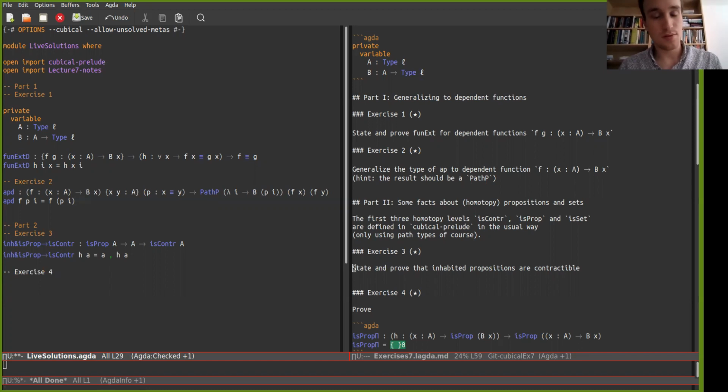Exercise 4. And I'm going to copy the code.